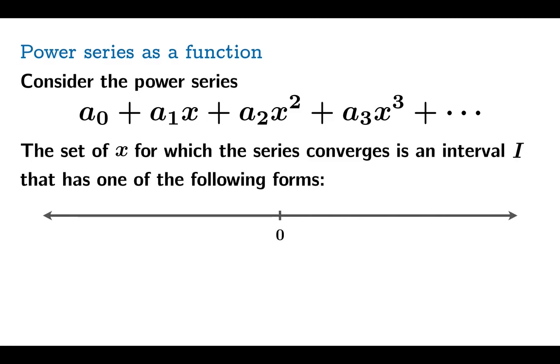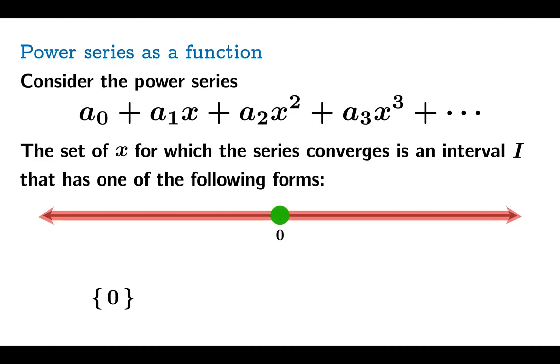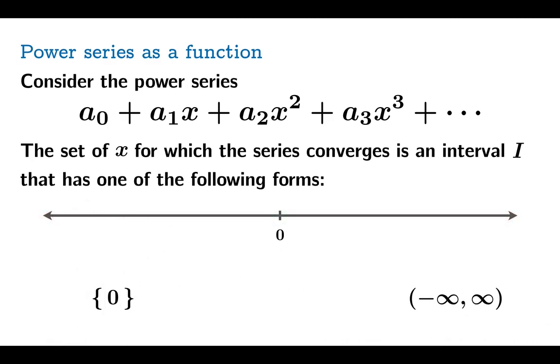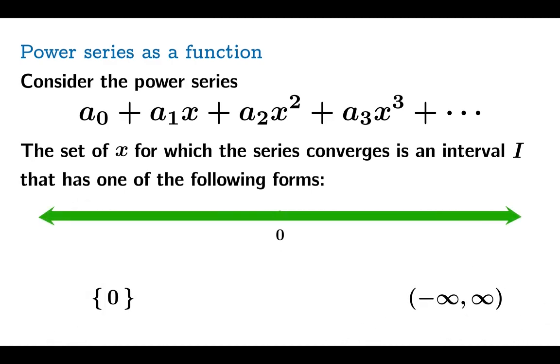So sort of the minimal case is that it's just zero. We know the power series converges when you plug in zero, but maybe it only converges when x equals zero and every other choice of x leads to a divergent series. That's sort of a catastrophe from the standpoint of convergence. So that's one possibility. The other end of the spectrum is that no matter what you choose, the series converges. So in this case, your interval would be the whole real axis.